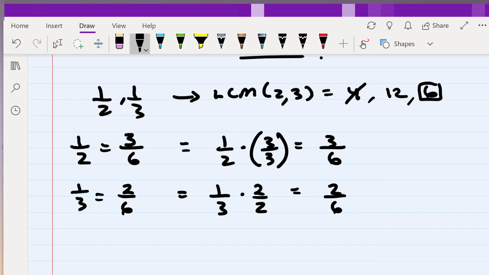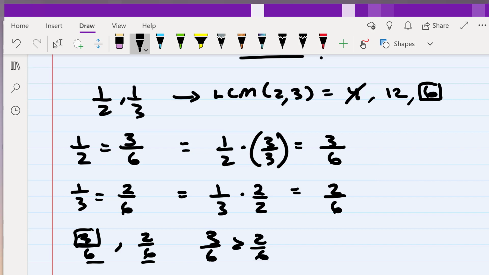Now, since the denominators are the same, 3/6 and 2/6, all we need to do is look at the numerators, and we can see that 3 is bigger than 2, so 3 over 6 is bigger than 2 over 6, which would imply that 1/2 is greater than 1/3.